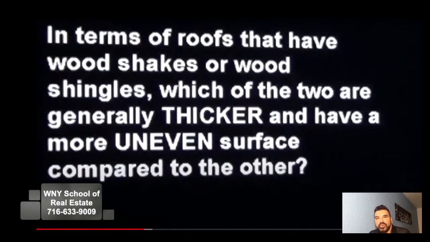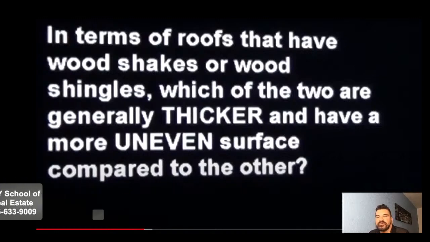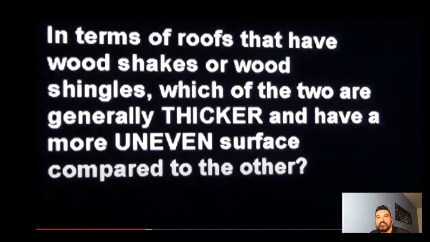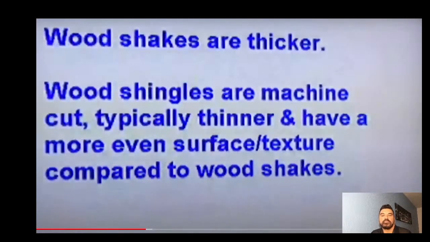In terms of roofs that have wood shakes or wood shingles, which of the two are generally thicker and have a more uneven surface compared to the other? Give us your optimal answer. Wood shakes are thicker. Wood shingles are machine cut, typically thinner, and have a more even surface or texture compared to wood shakes.